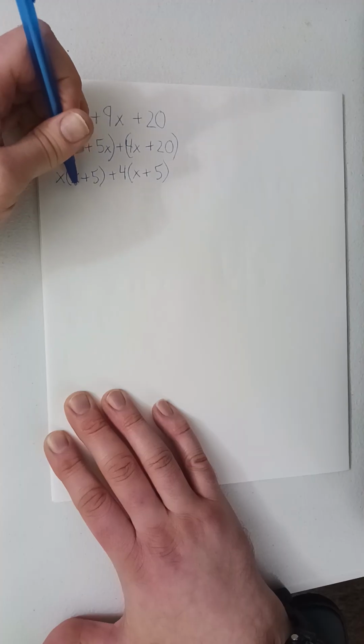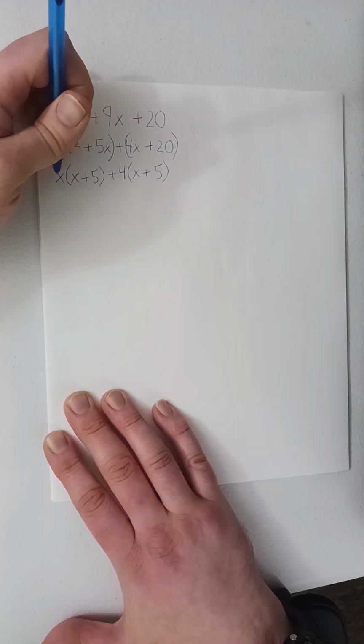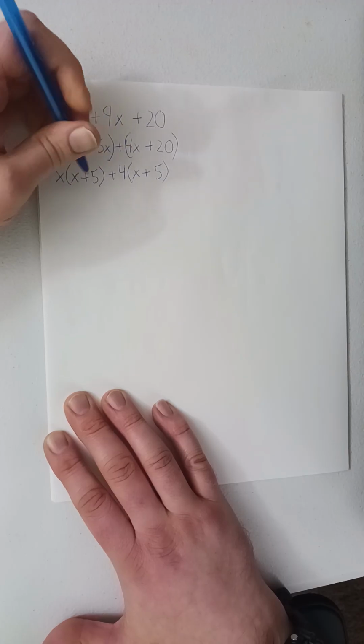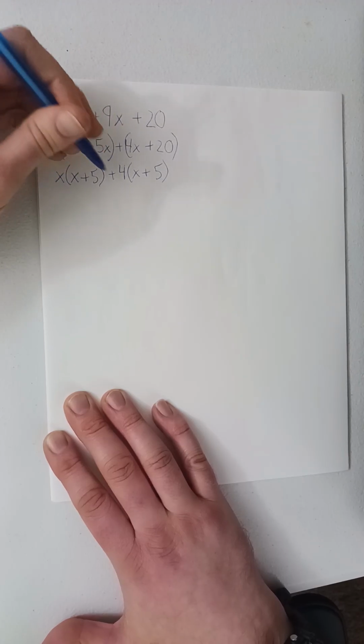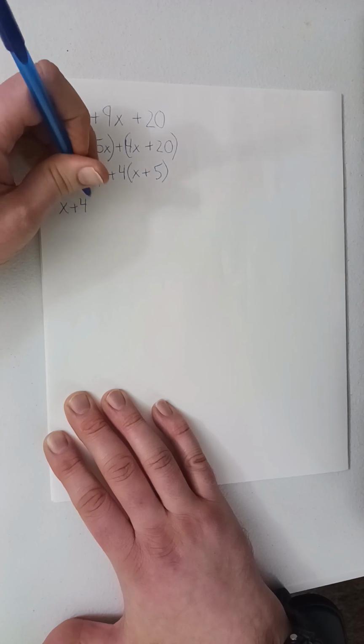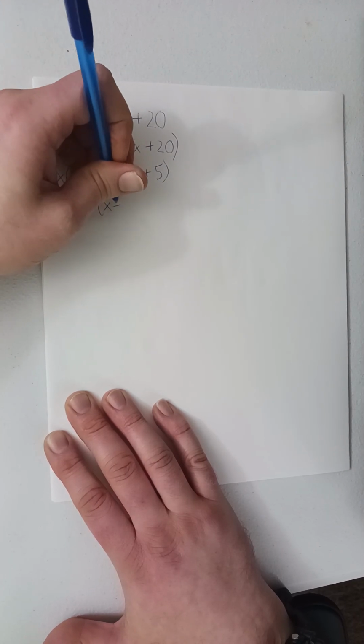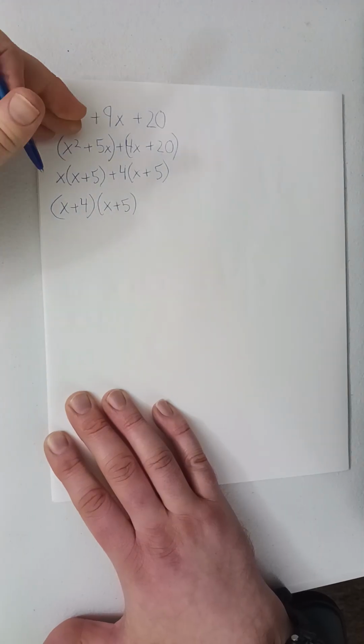And now we conveniently have x plus 5 and x plus 5, and we have something multiplied times them in each case. So we can actually just factor out x plus 4 with this. We can go x plus 4 times that same x plus 5, but just put it 1 time.